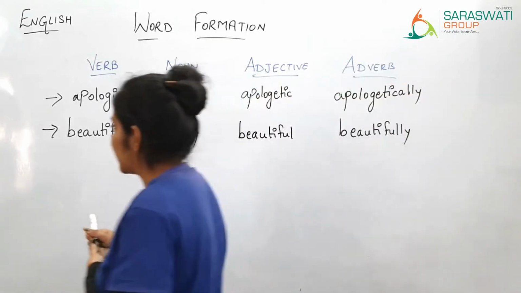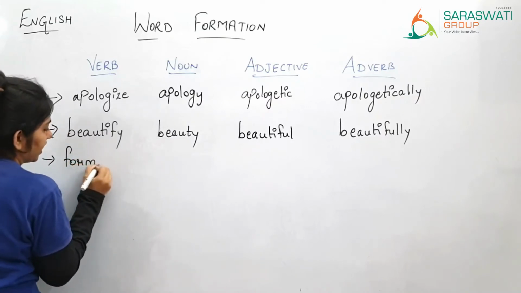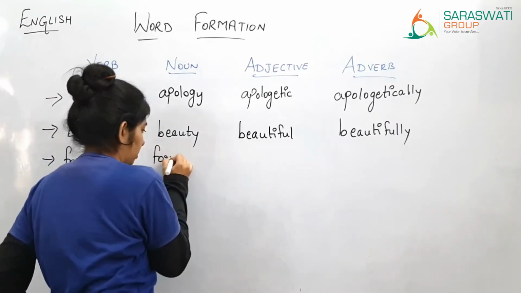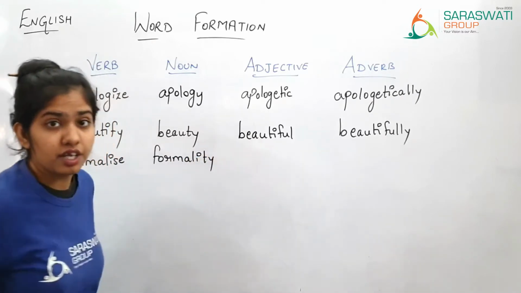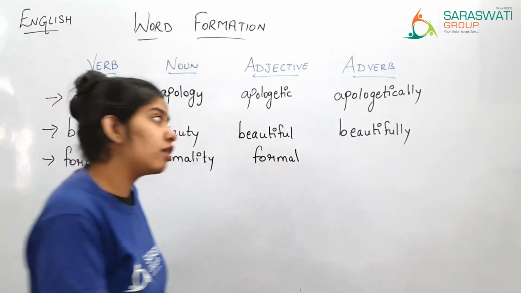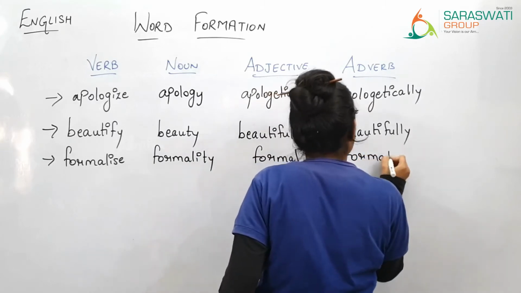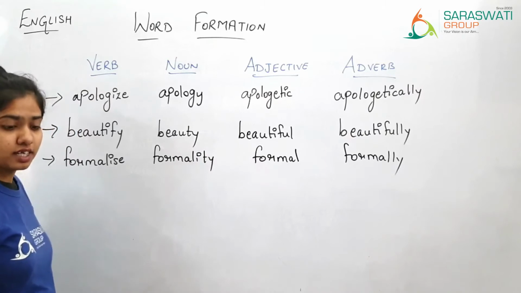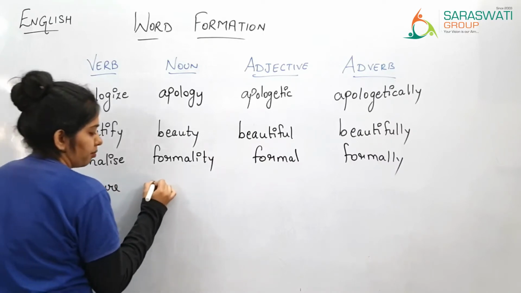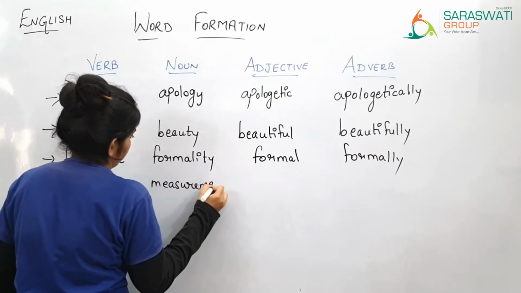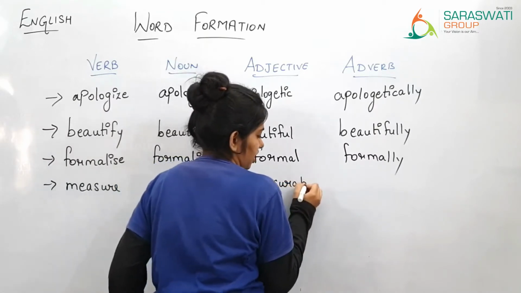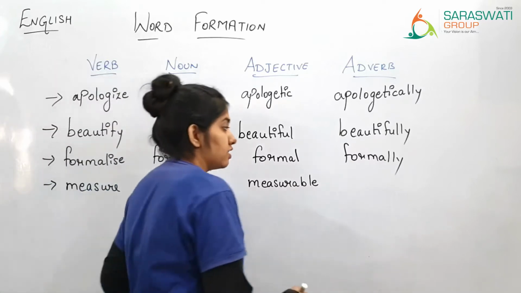Let's see another one. Formalize. Formalize is a verb. Then formality is a noun. Formal is an adjective. Right? And formally is an adverb. Now, the next is measure. Measure is a verb. Measurement is a noun. Then measurable is an adjective. And measurably is an adverb.